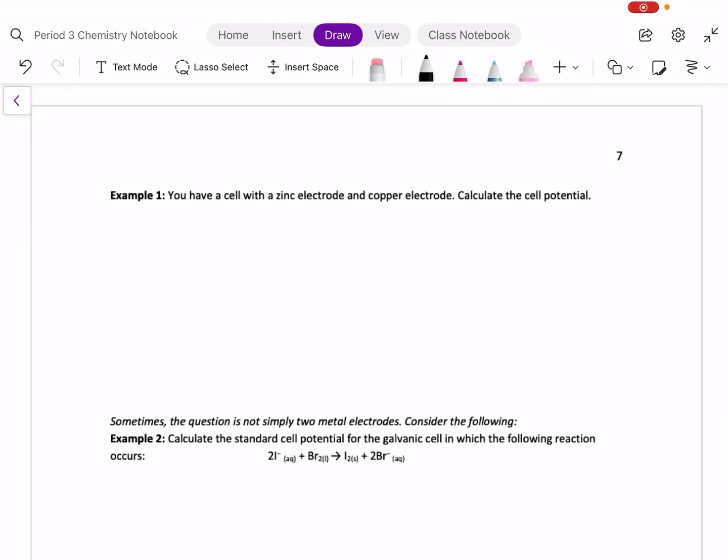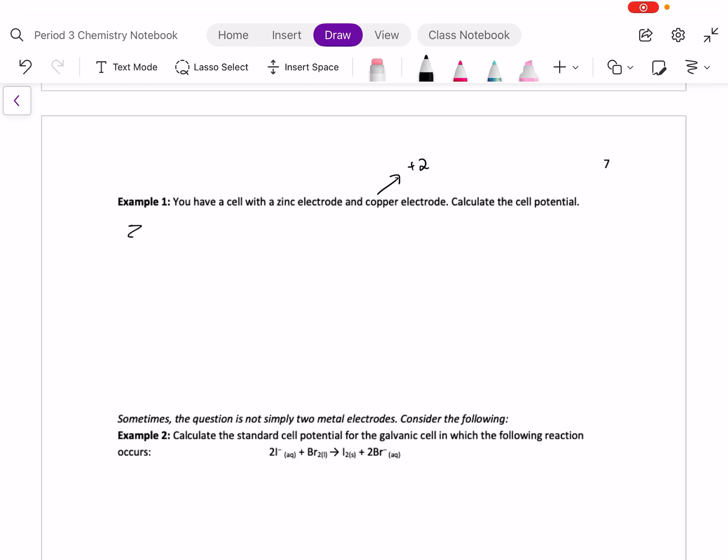We have a cell with a zinc electrode and copper electrode. This one I'm just going to tell you is copper 2+, and on your assessment I'll tell you which copper you have. So I'm going to calculate the overall cell potential here. I know that I'm going to have zinc 2+ plus 2 electrons to give me zinc solid. So this is the reduction of zinc. And I'm also going to have copper 2+ gaining 2 electrons to get copper solid.